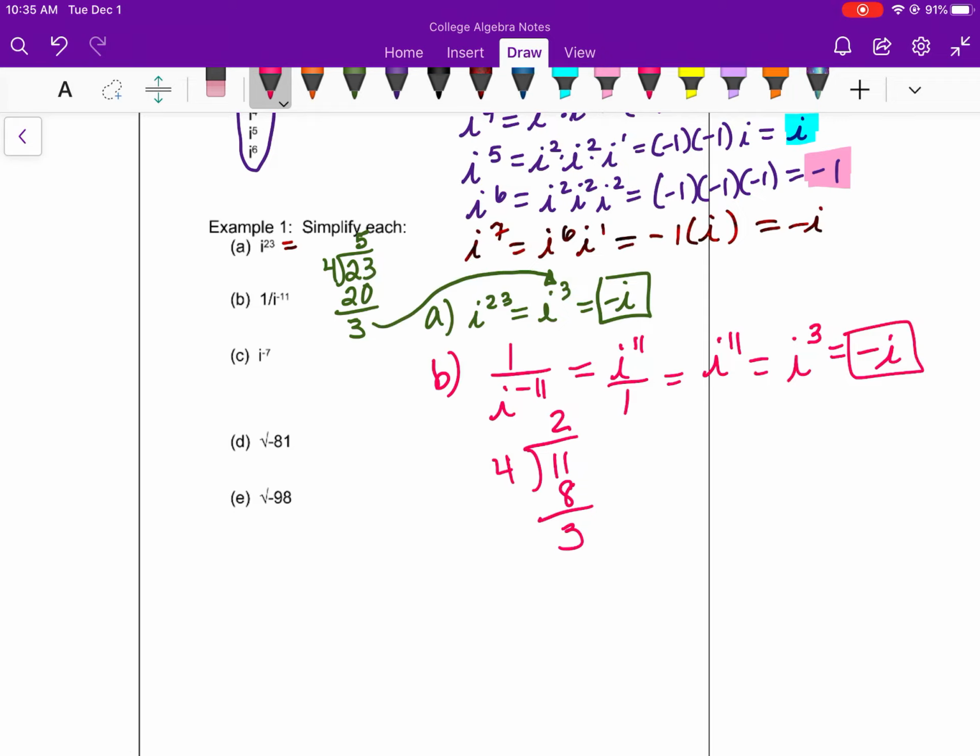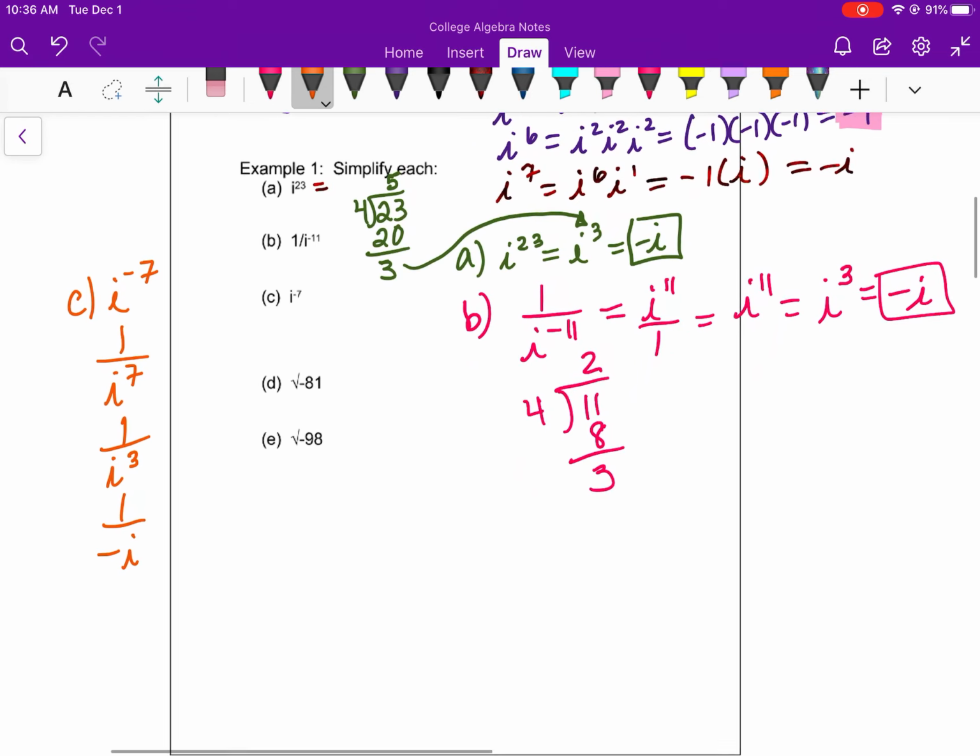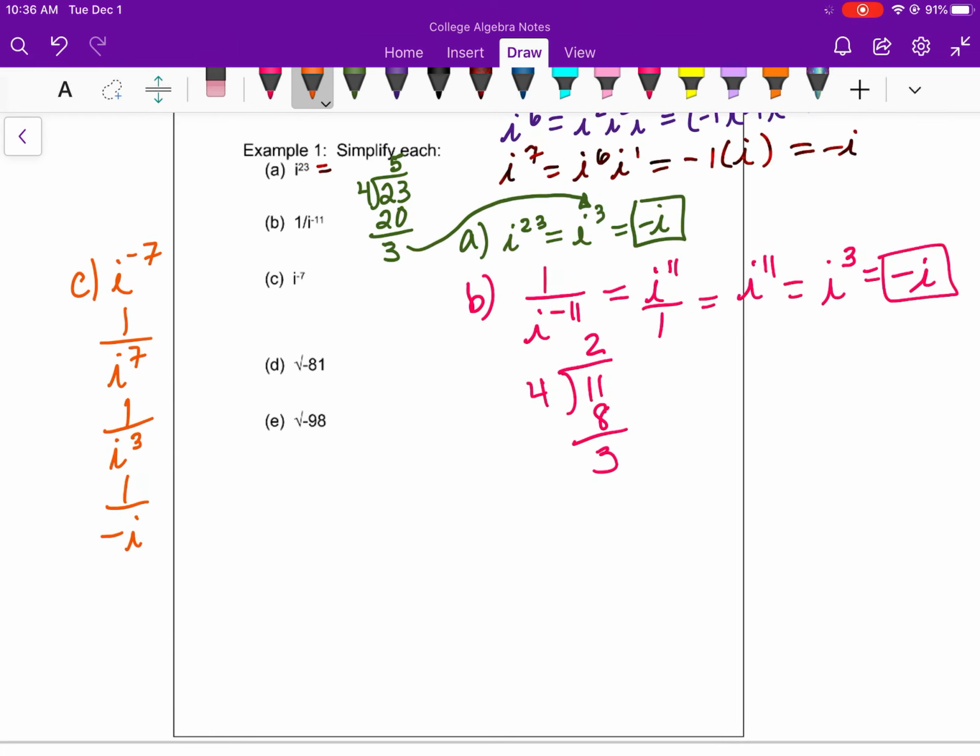For C, I have i to the -7th. I can write the reciprocal of that to make my exponent positive. i to the 7th, let's see, there's 1, 4, and 7 with a remainder of 3. I know i cubed is negative i, but I can't leave i in the denominator.